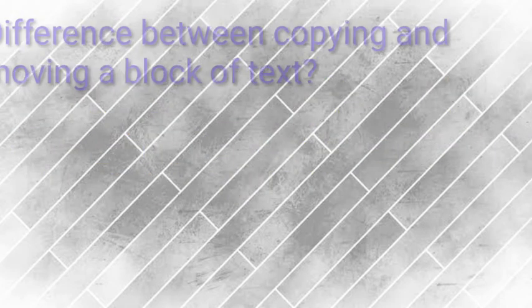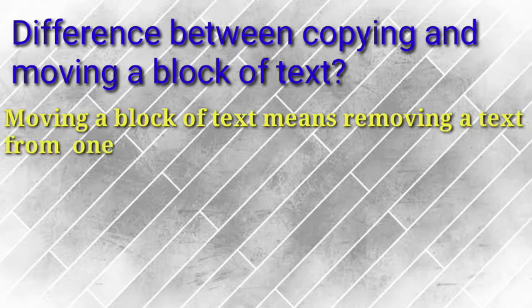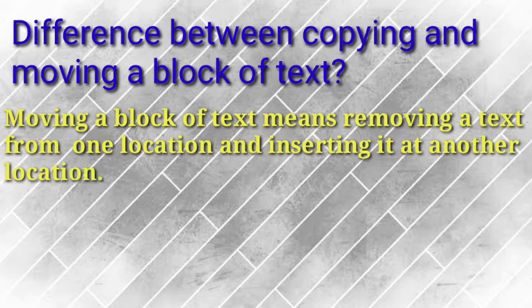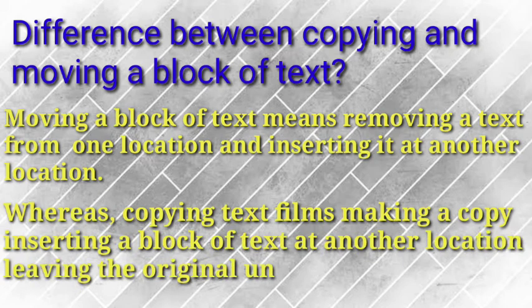Now one more important topic: what is the difference between copying and moving a block of text. Moving a particular set of text means you are removing or cutting that set of text from one location and inserting it at another location. It means when it is moved to the destination location, it is removed from the original place or the source location. Whereas copying a text means you are creating a copy of it, inserting a particular block of text at another location, leaving the original place unchanged. So the text will remain at both locations in case of copying.